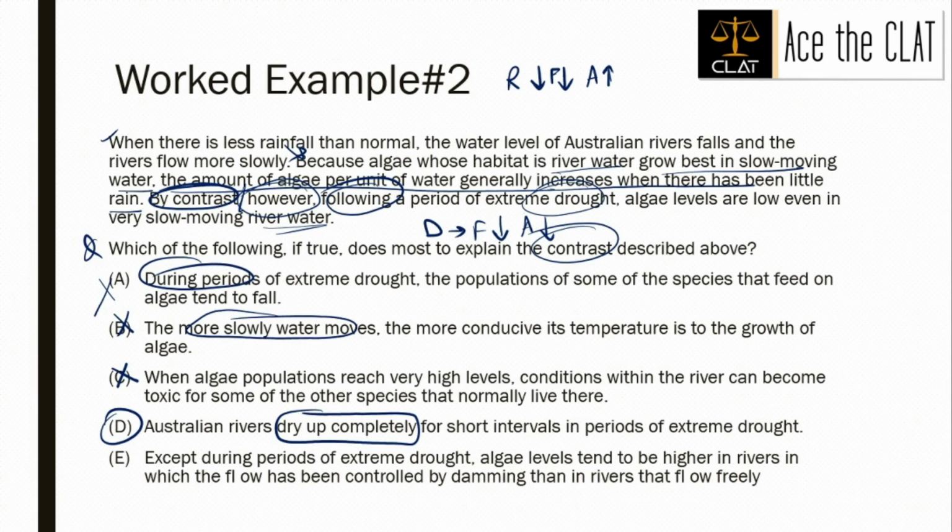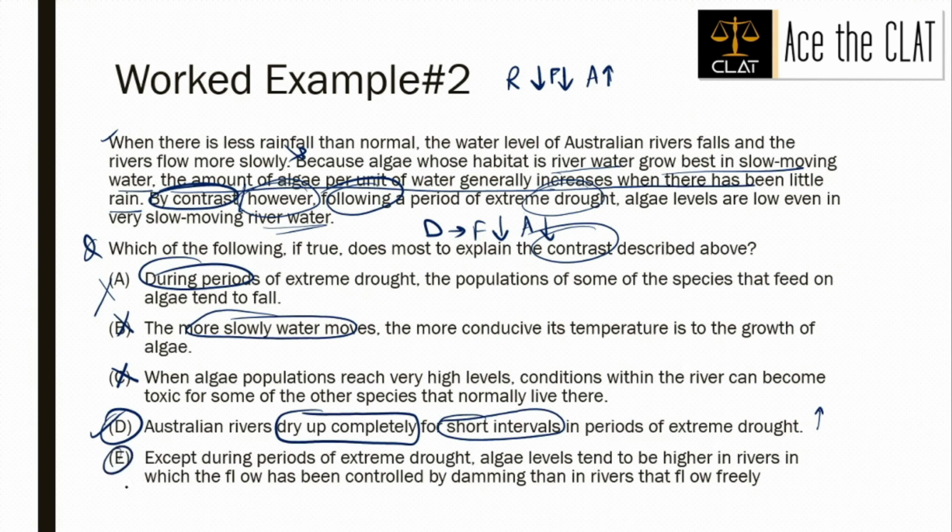Okay, this option also indicates that, क्योंकि यहाँ पे बोला गया है कि it is only for short intervals, after that short interval is over, the rivers start flowing slowly again, and it is obvious, right, कि algae levels would take some time to increase. Okay, so that is why this pretty much explains our paradox or solves our mystery. Okay, this is the correct answer.